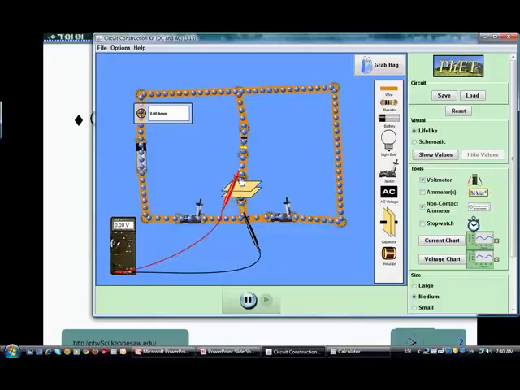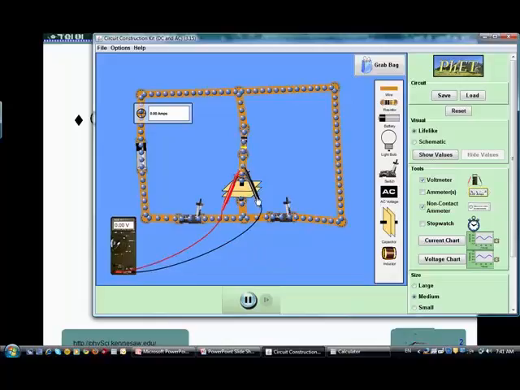Now I added a couple of things, a non-contact ammeter to read for us the current, and a voltmeter to read for us the voltage. And here are my switches. Initially the circuit is open, so we have no current, no voltage across the capacitor. I can measure the voltage across the resistor too, it would be 0 as well.